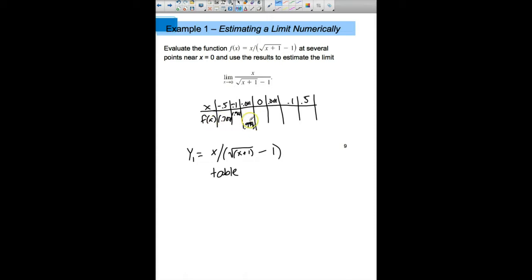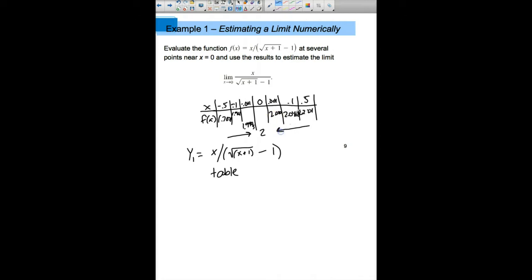So you can see that these may be approaching 2. Let's try the right side. 0.5 gives you 2.2247. And then 0.1, 2.04. This table feature is really nice. You don't have to keep typing in the whole equation. Just type in the new number that you want, and it gives you the y value. Please ask me in class if you don't know what I'm talking about.